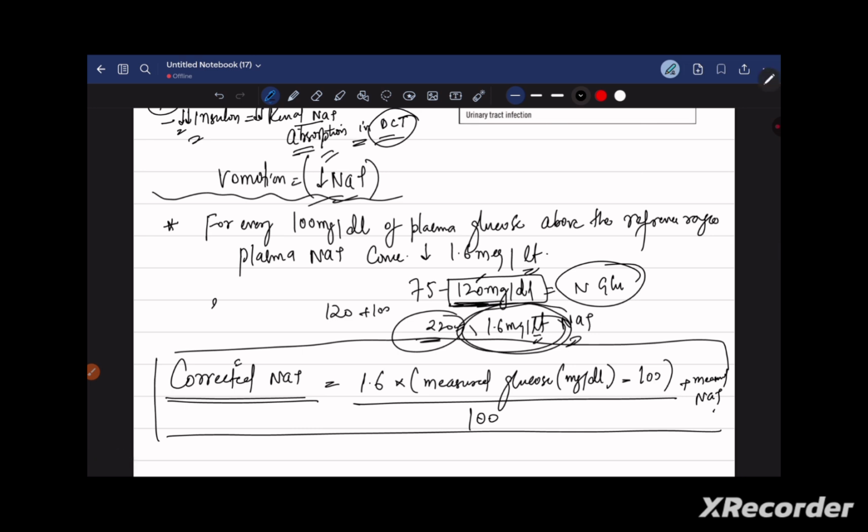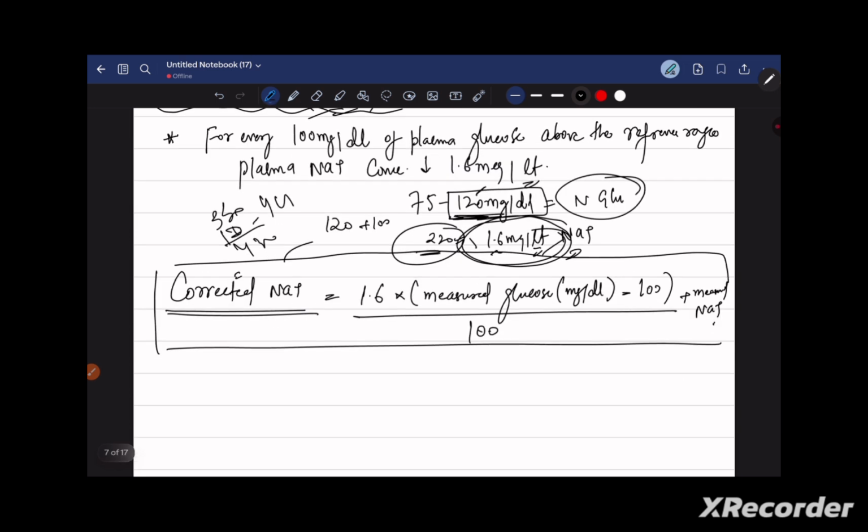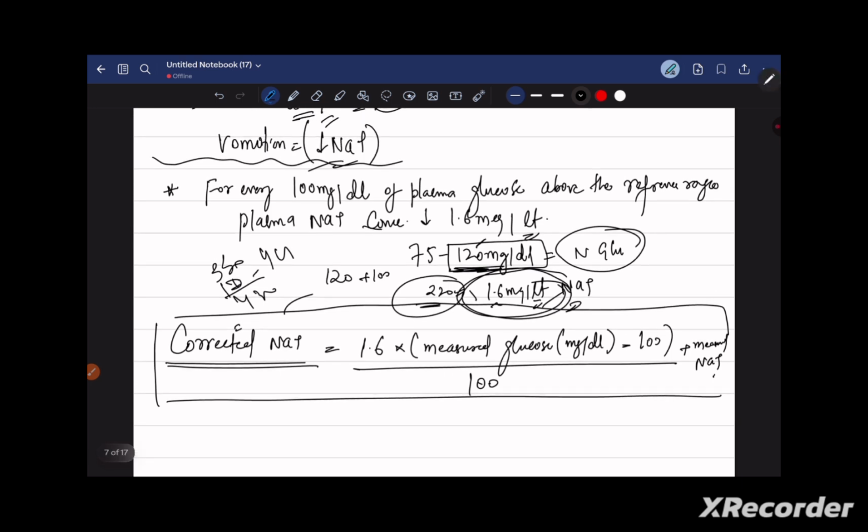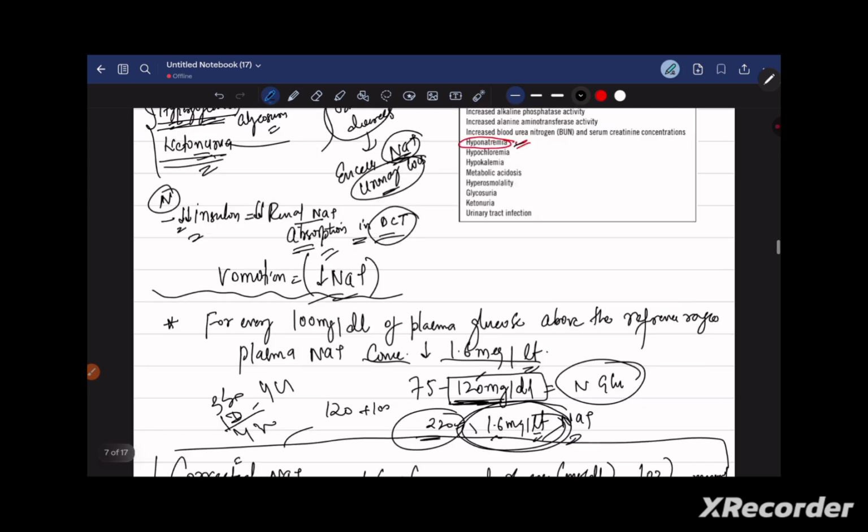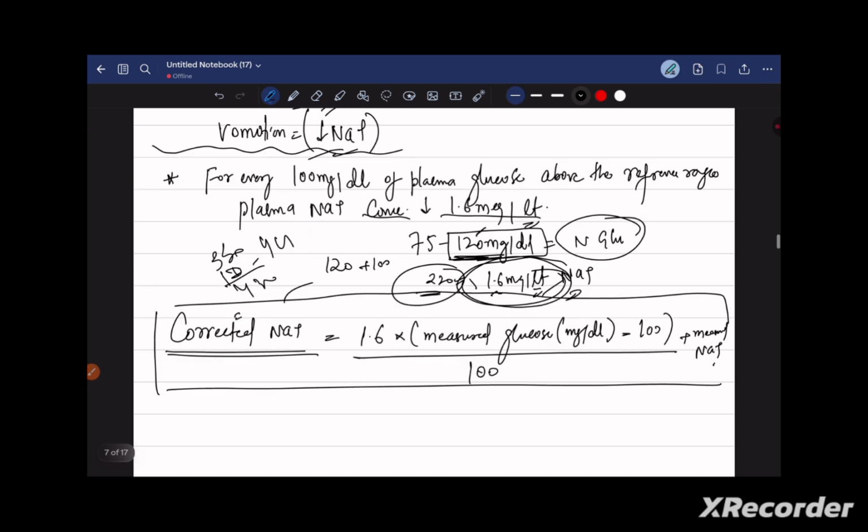If it becomes 330, it will be twice. If it becomes 430, it will be thrice. This will go on decreasing: with every 100 mg per dl of plasma glucose above the reference range, plasma sodium concentration will decrease by 1.6 milliequivalents per liter. So this is how hyponatremia occurs.